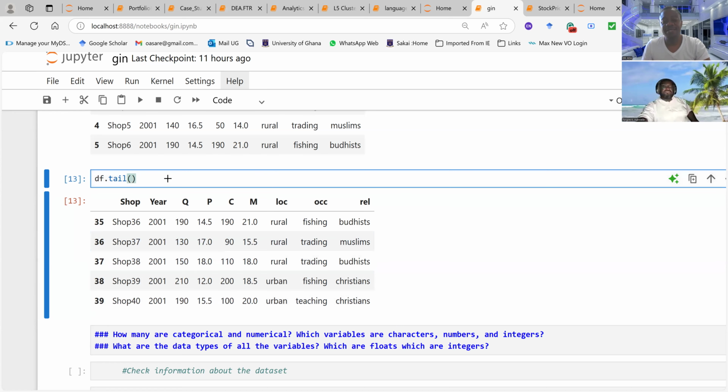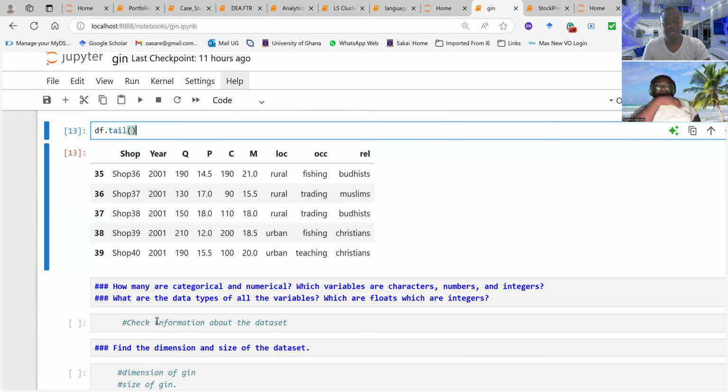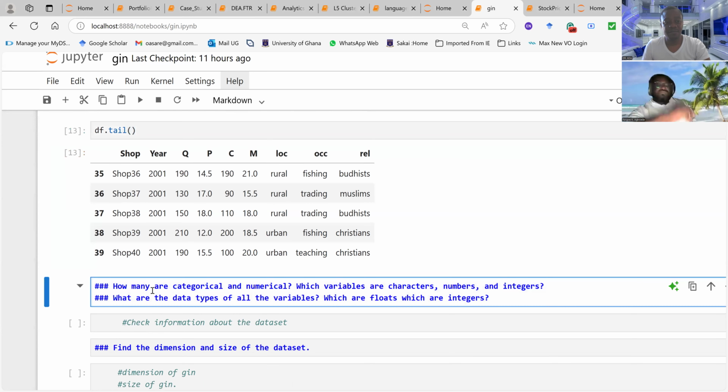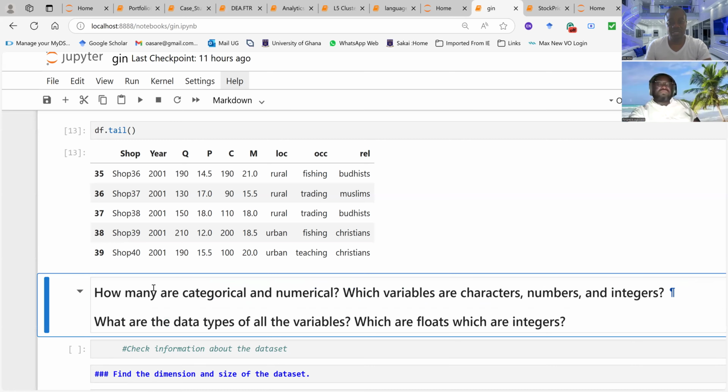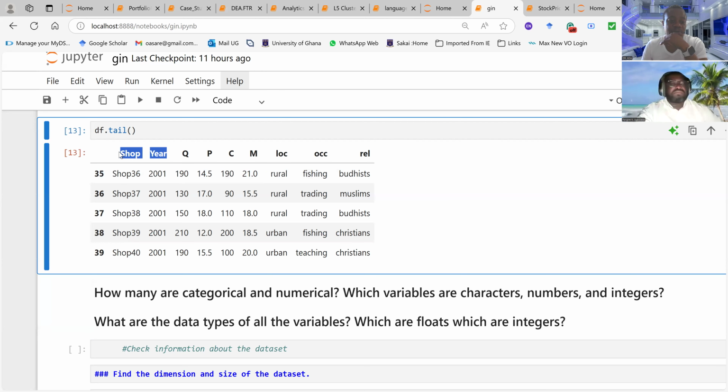Done. The next thing is a question, and you have it here. The question is, how many are categorical and how many are numerical? So who can tell me? Forget about the year and the shop. Every other thing, tell me how many are categorical and how many are numerical. Quickly, quickly.